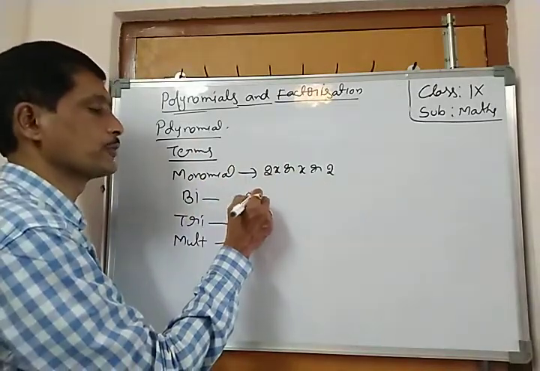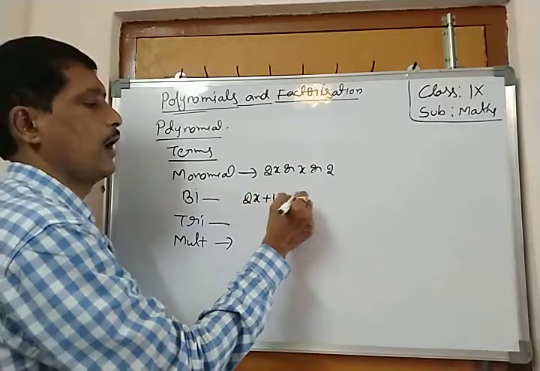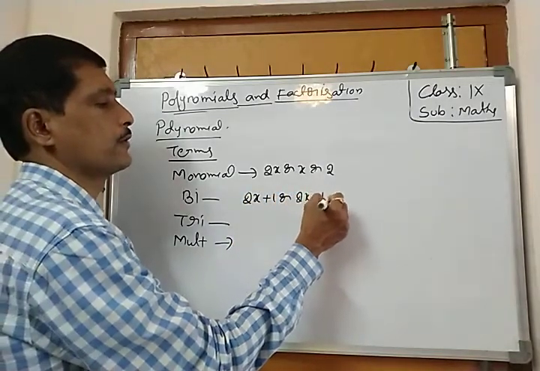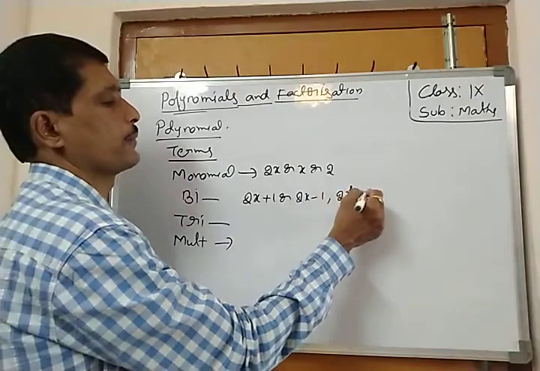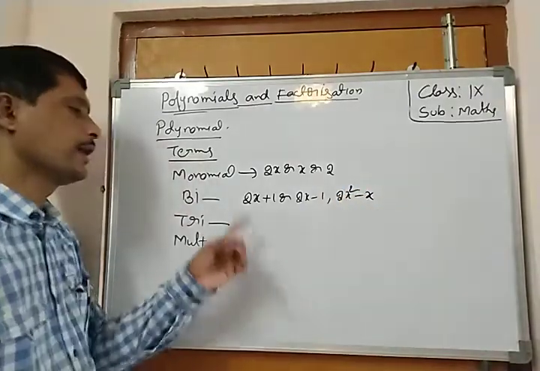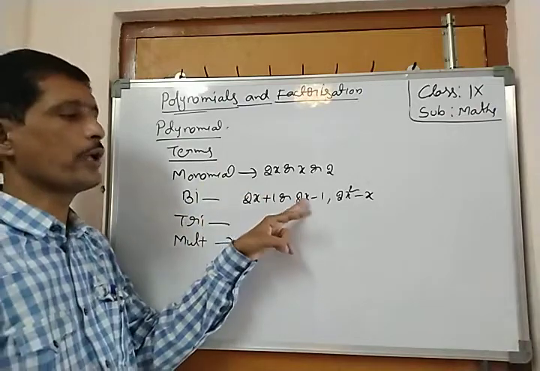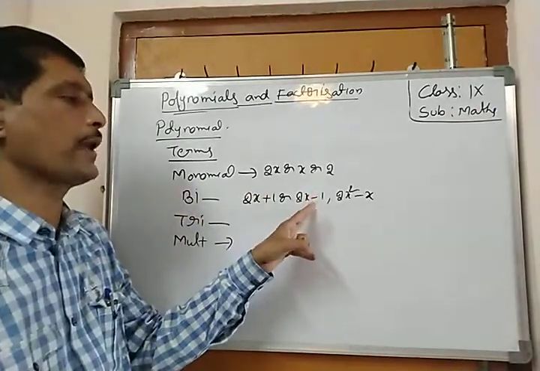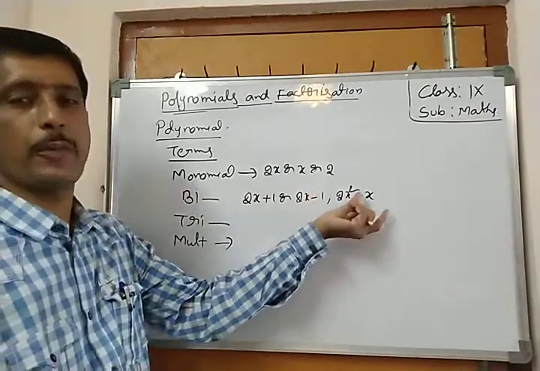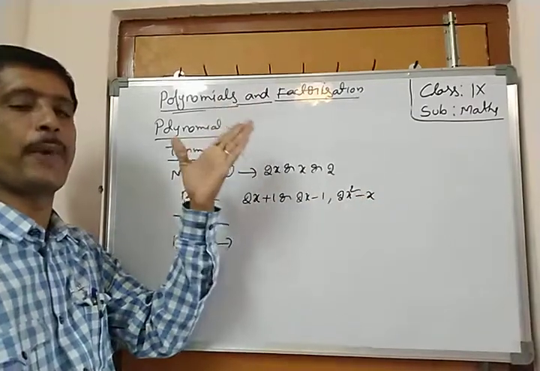Binomial means two terms, 2x plus 1 or 2x minus 1 or 2x square minus x, whatever it may be. Here 2x and 1 with a plus in between, that is two terms. Here 2x minus 1, there is a minus term. Here 2x square minus 1 is also two terms, therefore that is a binomial.